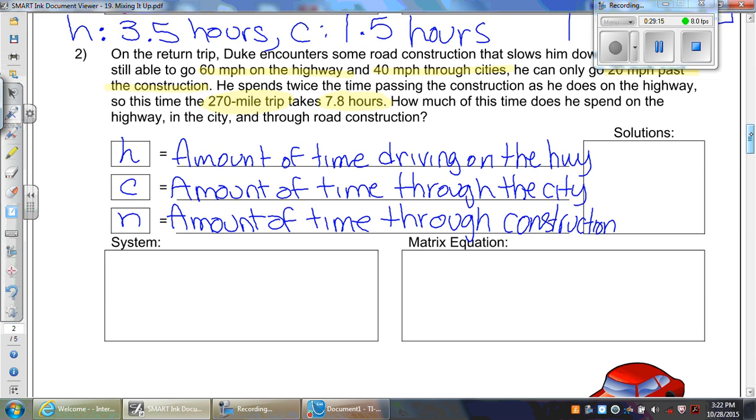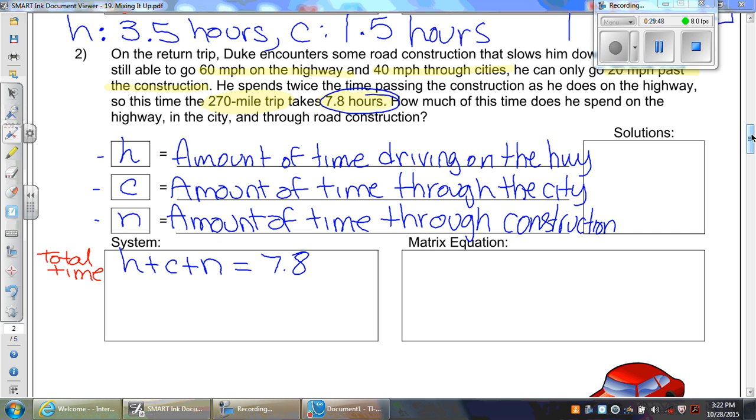Now for the system, we're going to use the same idea that we did with the previous problem, but now we have 3 variables, 3 unknowns, so we need to have at least 3 equations. The first one is going to represent the total time again. So for the total time, we need to add our 3 variables, so h plus c plus n is equal, in this case, to 7.8 hours.